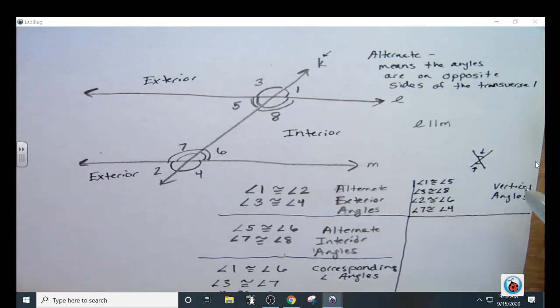And guys, vertical angles is really about the only one on here that is congruent regardless of whether the lines are parallel or not. Vertical angles are always congruent, regardless of whether the lines are parallel.